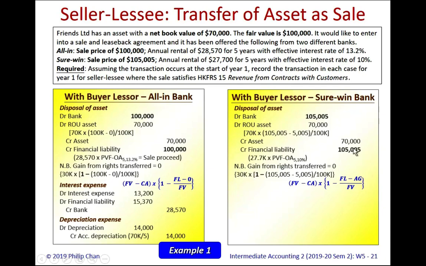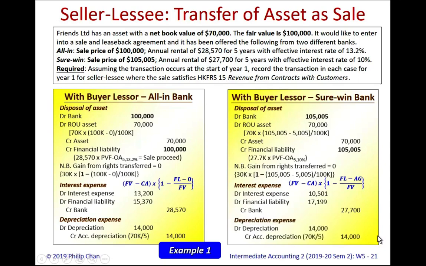Having this financial liability figure, you know the effective rate, you know the interest, which is in fact in this case 105.01 because of rounding up, right? So 105.01, and you paid 27,700, and the difference is financial liability. Okay, and depreciation over 5 years as well.